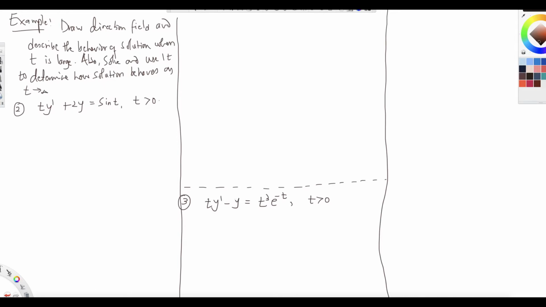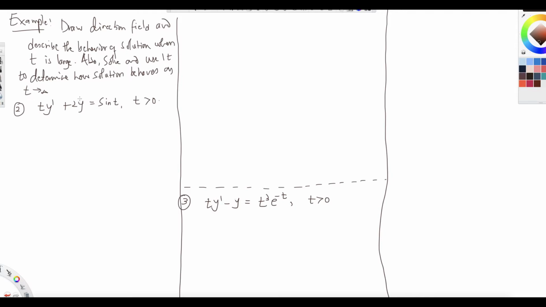The next example I want to do is question number 6 from the book. It says ty prime plus 2y equals sine t. What we need to do is draw a direction field and describe the behavior of the solution when t is large from the direction field. Also solve it and use it to determine how the solution behaves as t tends to infinity.